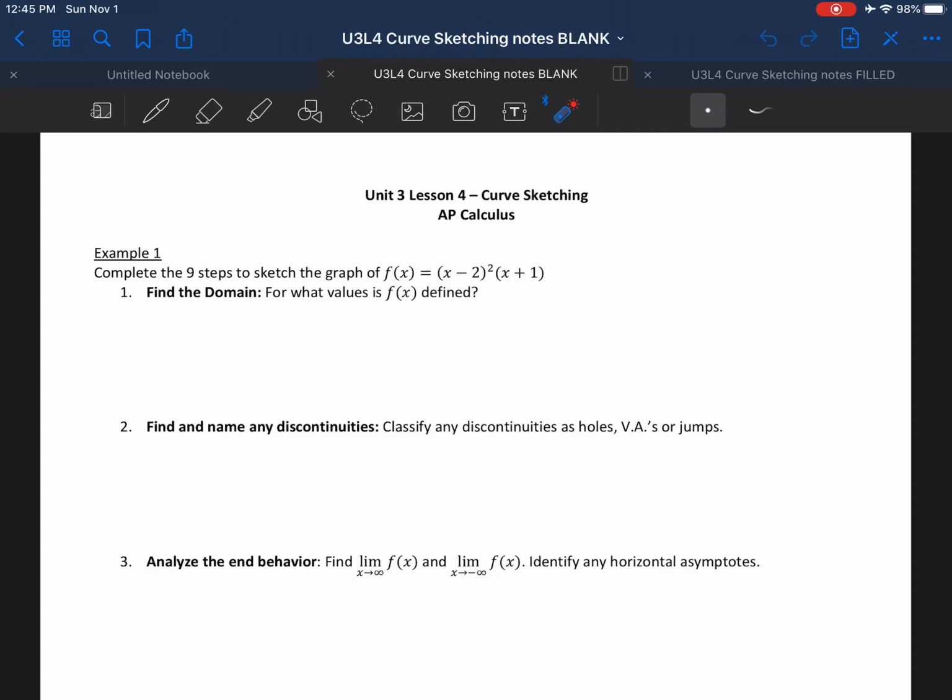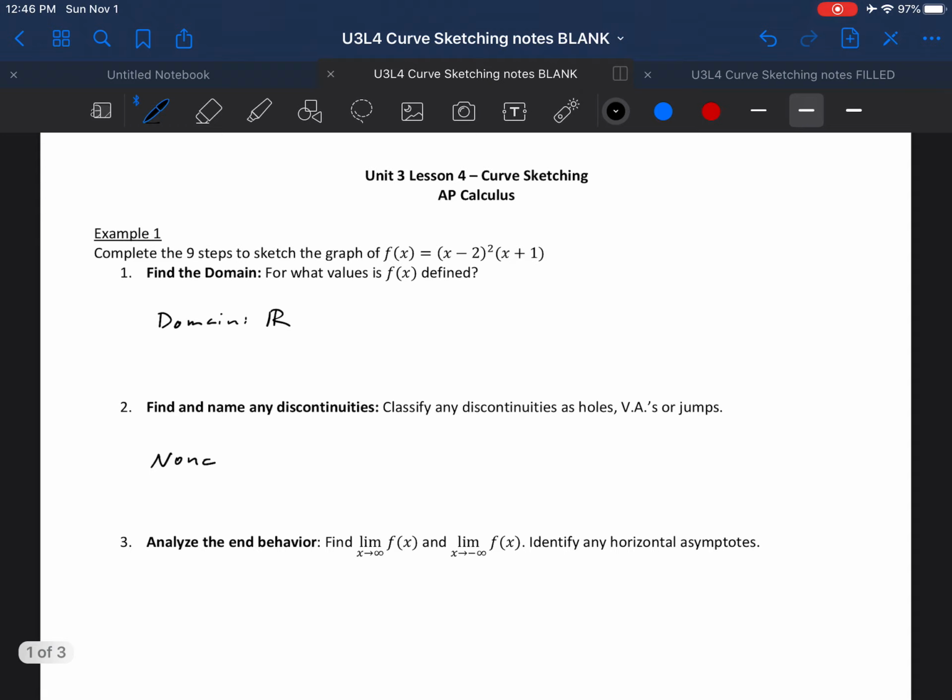Okay, step 1, find the domain. For what values is f of x defined? This is a cubic. It's a polynomial. There are no places where it's undefined. So the first step of this is pretty easy. The domain of this is all real numbers. Okay, so there's no x values that we have to exclude. Find and name any discontinuities. Do we have any holes, vertical asymptotes, or jumps? Well, if the domain is everything, we don't have any discontinuities. Okay? But this is always something that you want to look for as you complete a curve sketch.